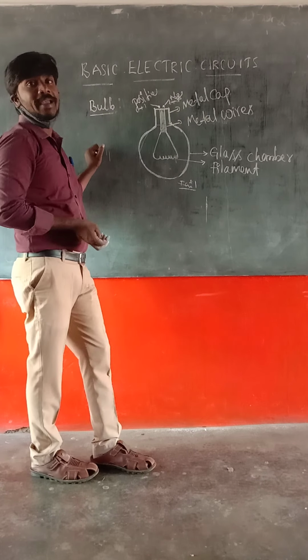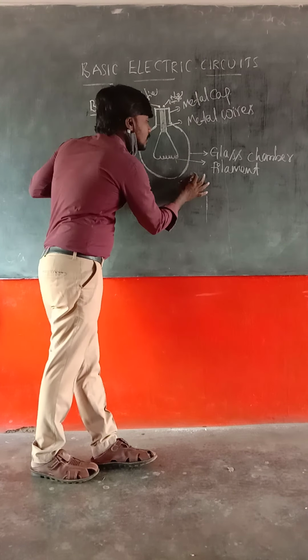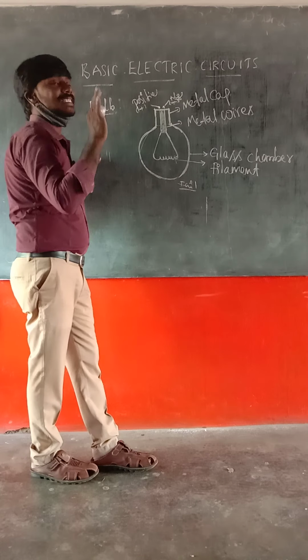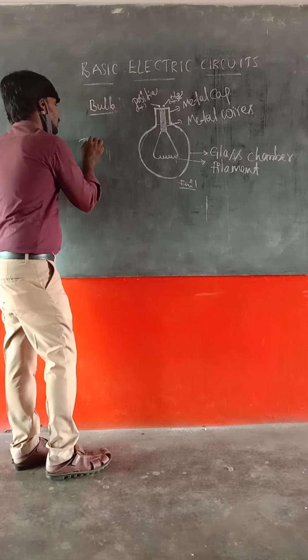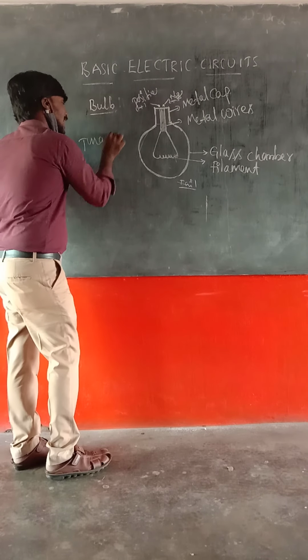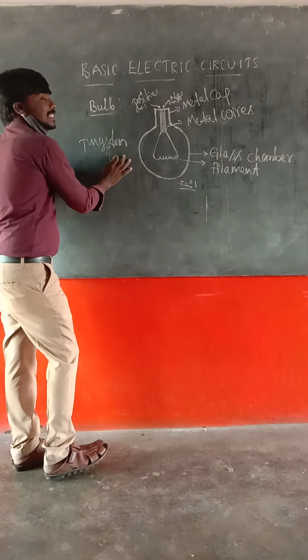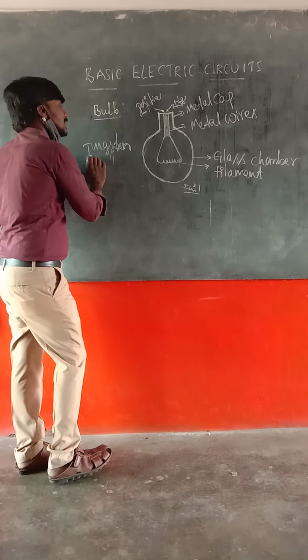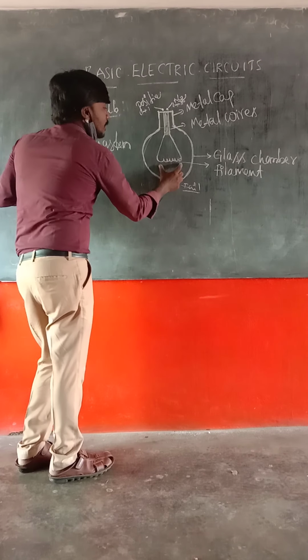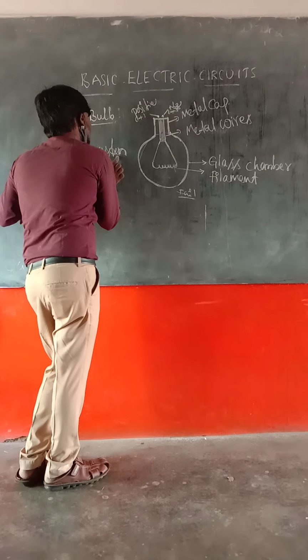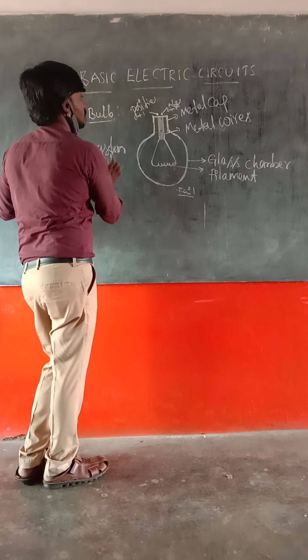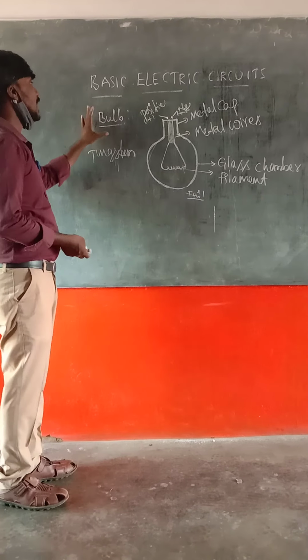And one more thing, the main point is that the filament is prepared with tungsten. Tungsten. The filament is prepared with tungsten wire. Okay, so this is a bulb.